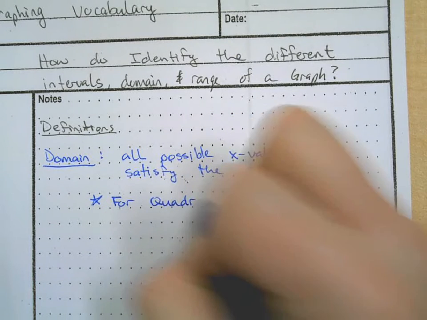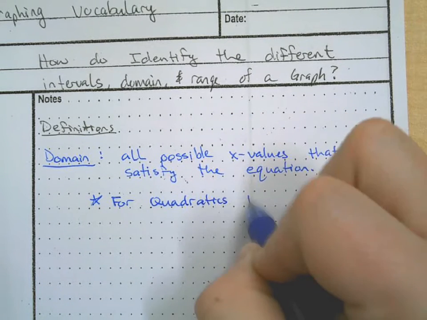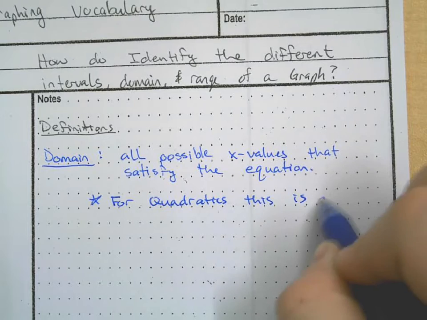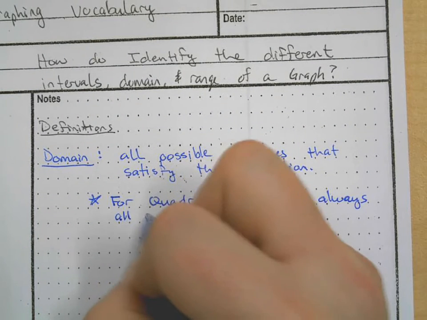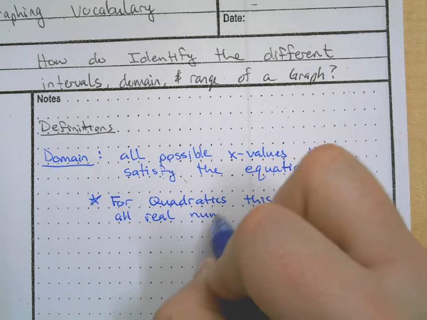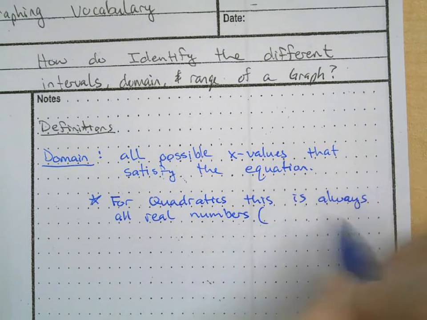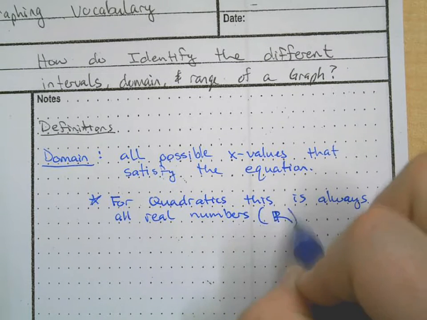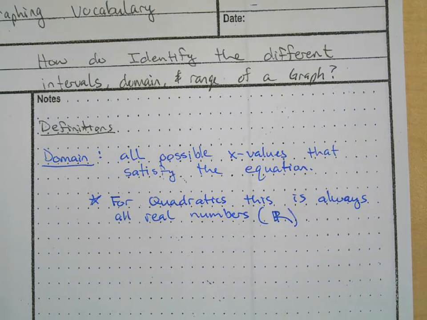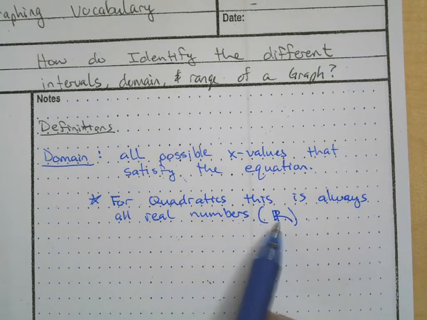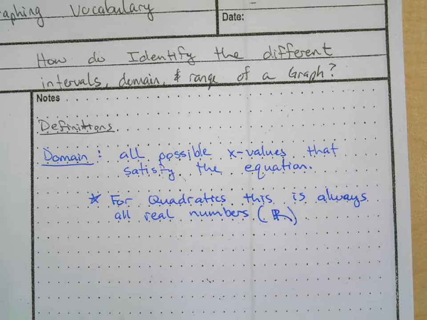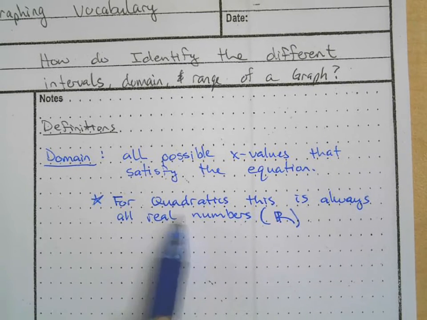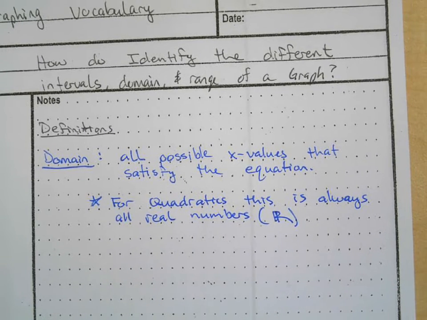For quadratics, this is always all real numbers, which I'll use this symbol to identify. This R with a line through it is our all real number symbol. So anytime we're asking about the domain of a quadratic, we automatically know it's going to be all real numbers.